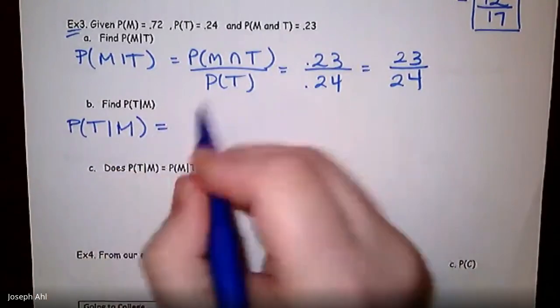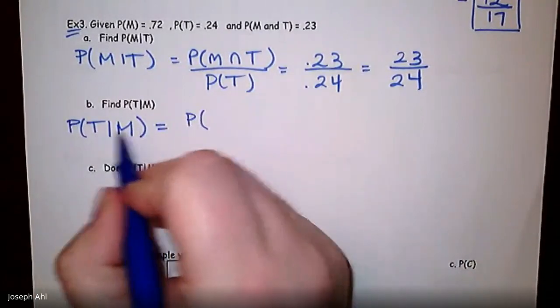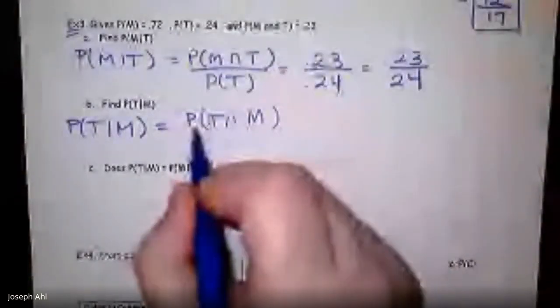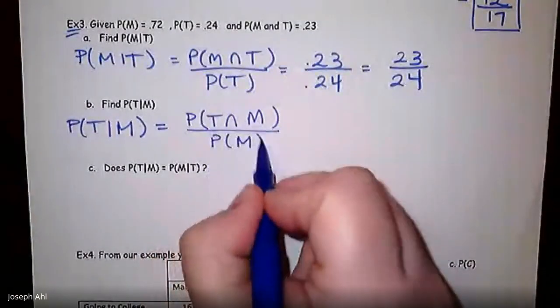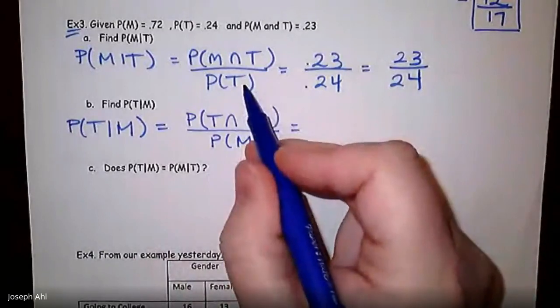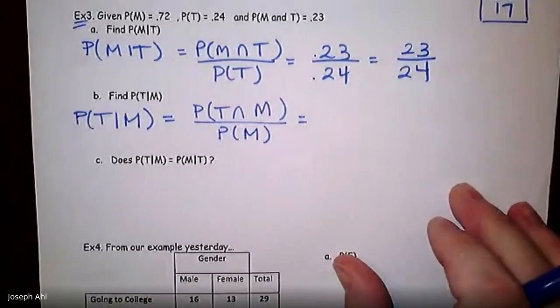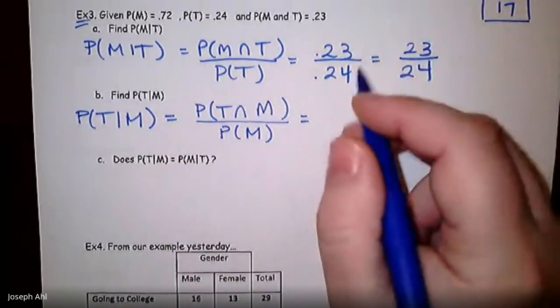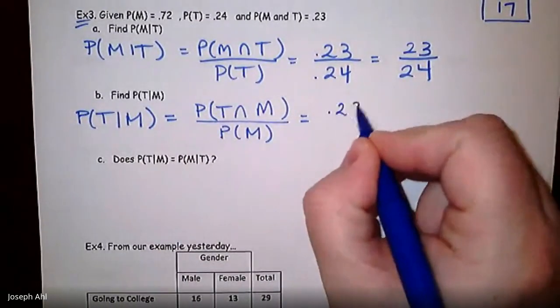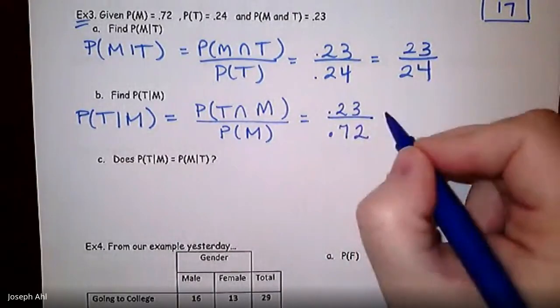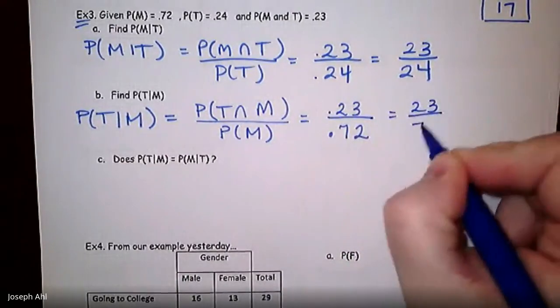Is it okay to just reverse those two letters, T given M, and get the same thing? We know that the probability of T and M is the same, but is the probability of M the same thing as the probability of T? I mean, in a lot of cases, the probability of two different events occurring will not be the same. So we still get that the top is 0.23. The probability of M is 0.72. So this probability is 23 out of 72.